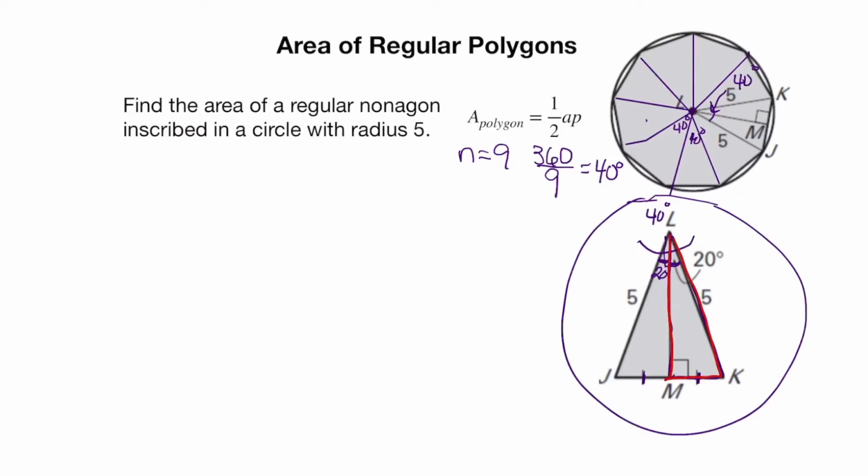And I know that this is 20 degrees. So I'm going to call LM's length little a, and I'm going to call MK's length little b. Because I can find those lengths, I need to find two things, the apothem and the perimeter. So let's focus first on the apothem, which I have labeled A in this diagram right here.